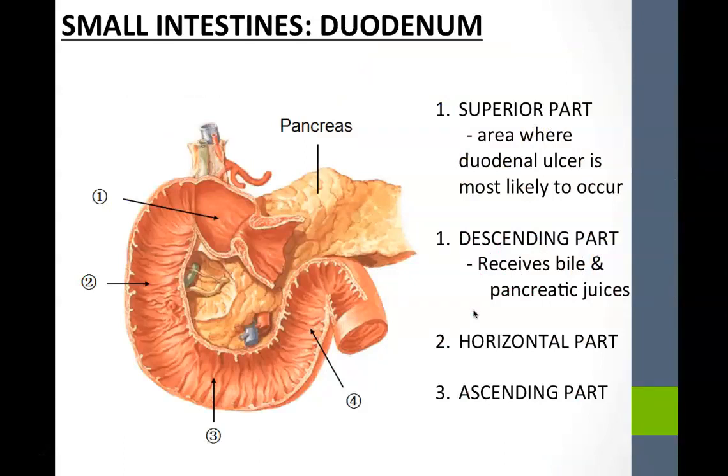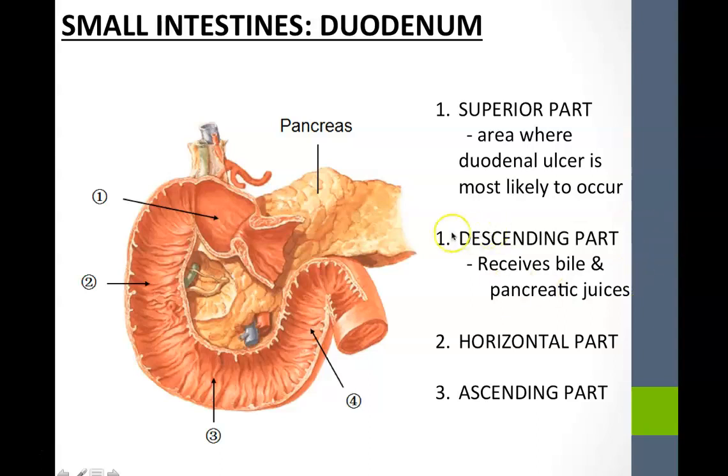It has four different parts. The first part, indicated by the number 1, is called your superior part, and this is going to be the area where duodenal ulcers are most likely to occur because of its proximity to the stomach. So if you have a faulty pyloric sphincter that isn't able to contract and have full closure, we might get leakage of some of the contents of the stomach, or too much of the gastric juices coming into the duodenum that could cause a duodenal ulcer.